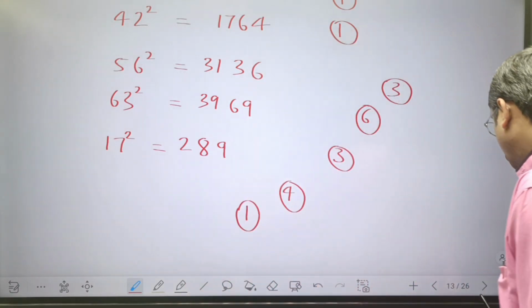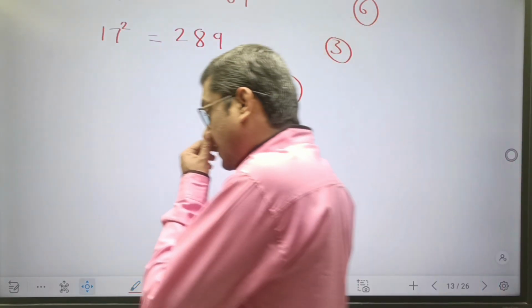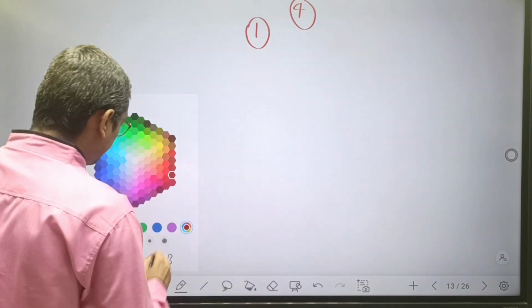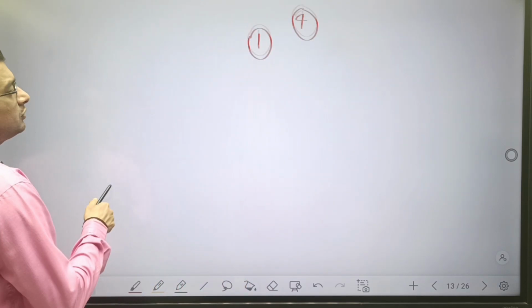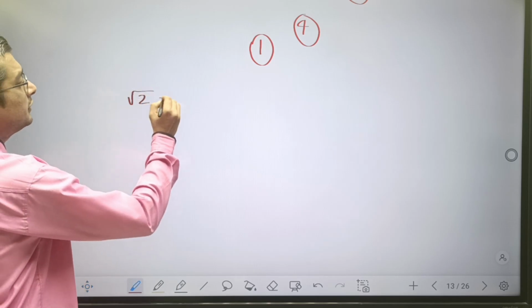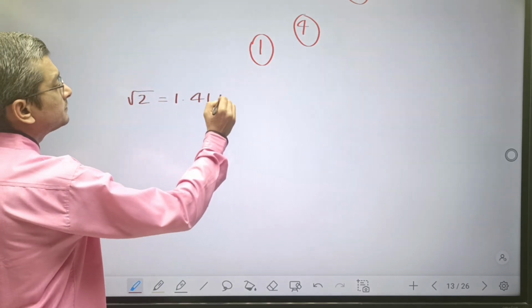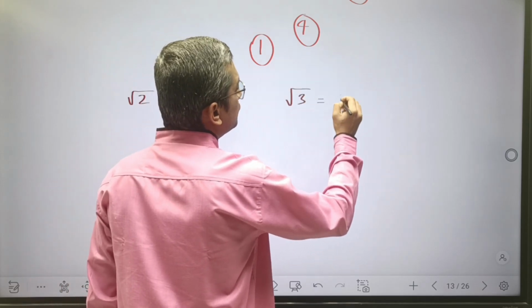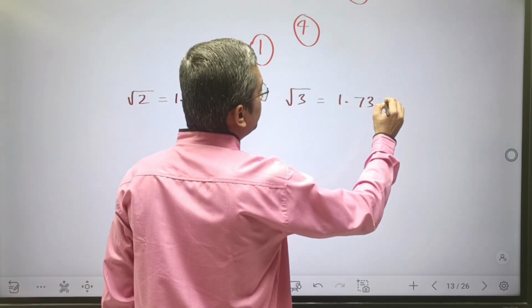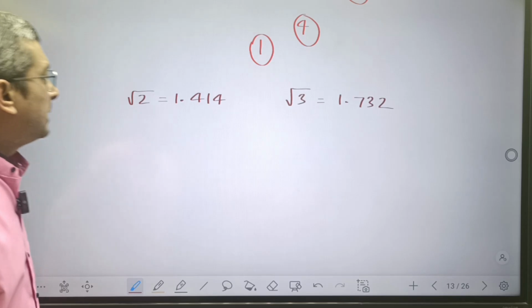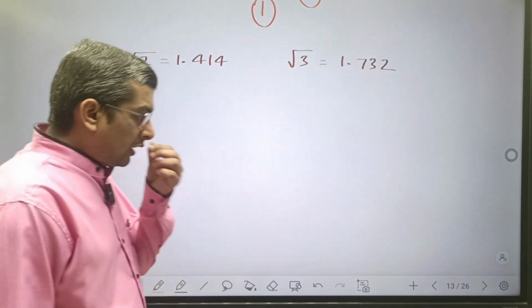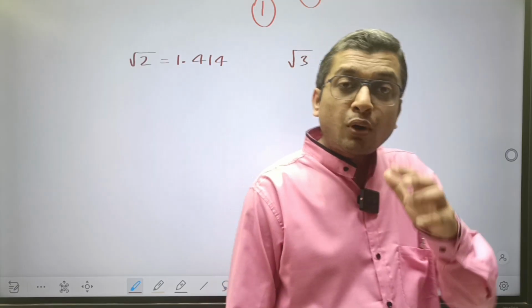Okay, now next. Now come to the square root. There is also a method of finding a square root. So first of all, you have to remember root 2 is equal to 1.414. Root 3 is equal to 1.732, isn't it?